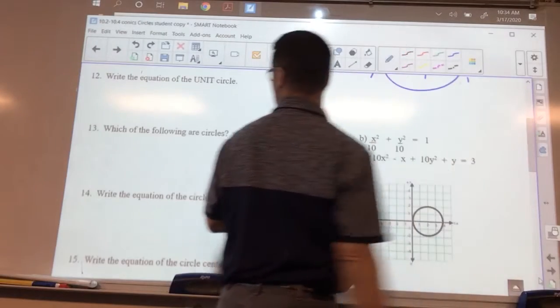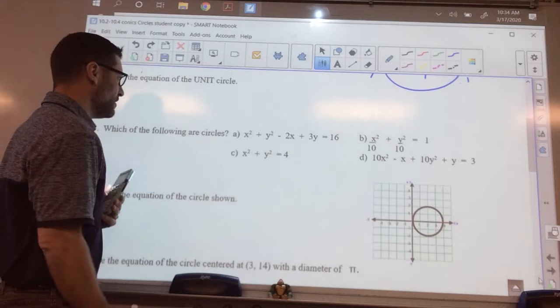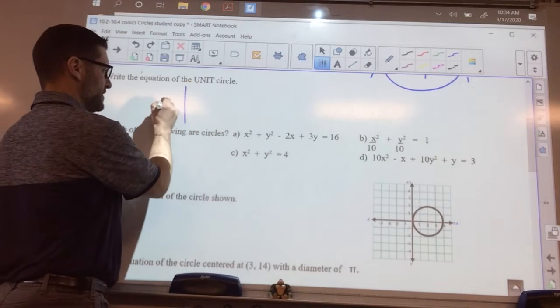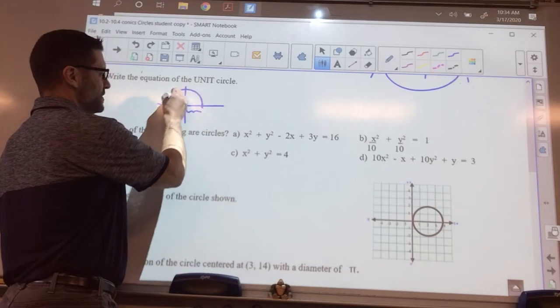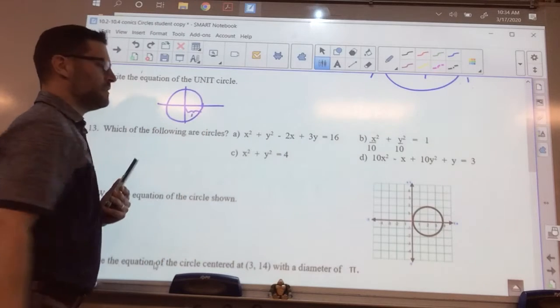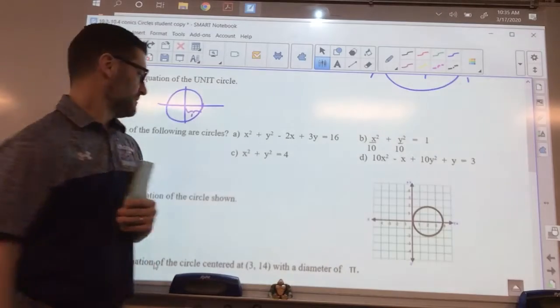Next one, write the equation of the unit circle. Okay, the unit circle, the prevailing characteristic is that that distance in the unit circle was 1. Write the equation.